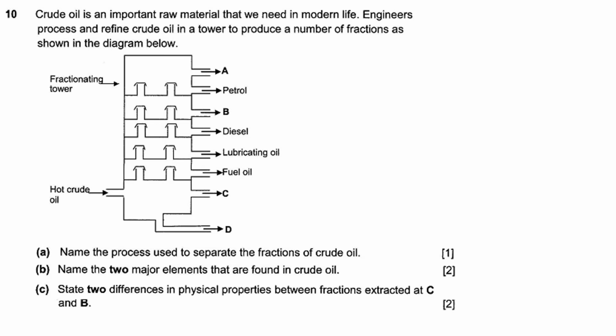So, before answering, we shall look at the different fractions that are produced here. But we'll do that just in a moment. Let's first read the remaining of the questions. B, name the two major elements that are found in crude oil. Then C, state two differences in physical properties between fractions extracted at C and B.